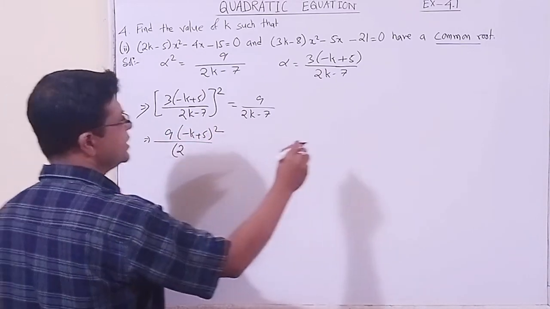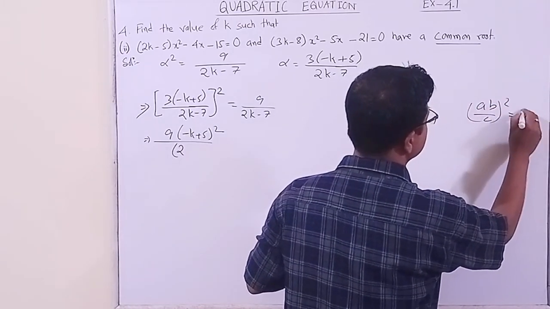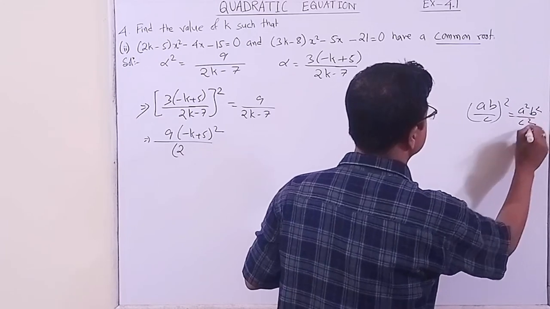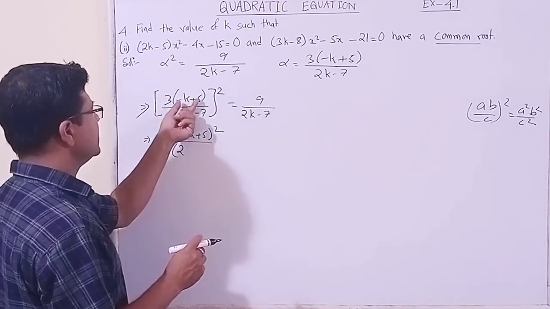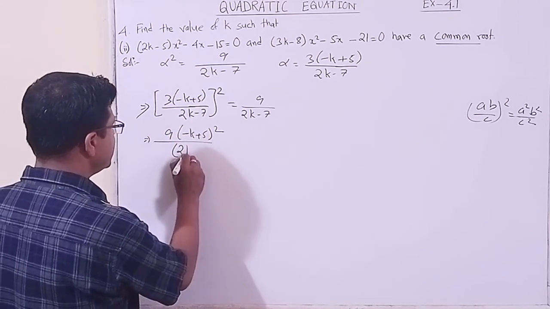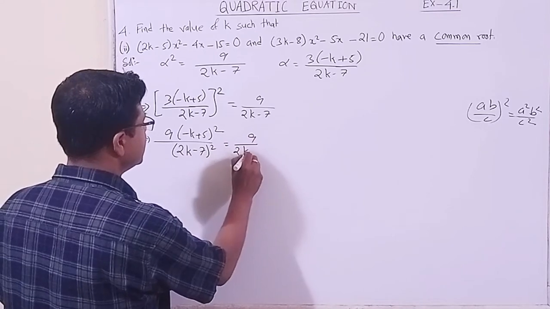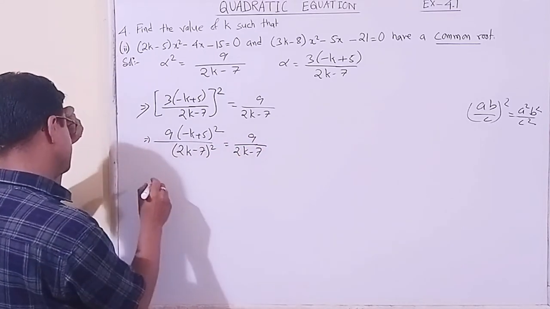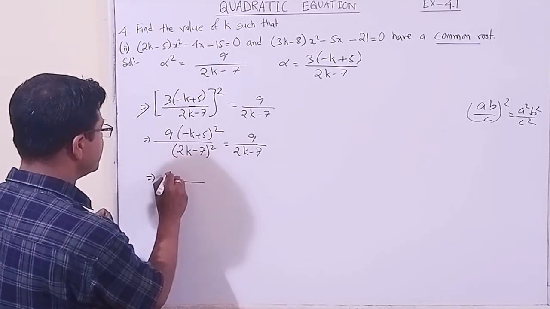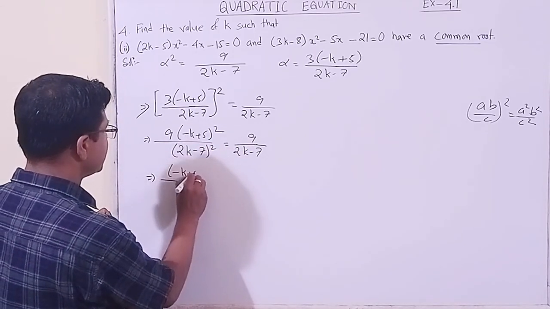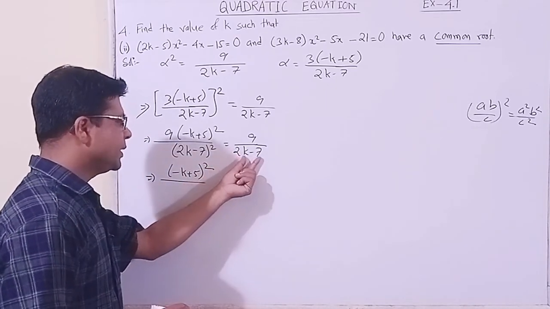This is also like this. Suppose a term is a b c and we take its square. How will we write? A square, b square, c square. So 3 square is written as 9, and its square we shall write as twice k minus 7 square, 9 twice k minus 7. Now a little bit we can simplify here also. 9 cancels. So what will be left in the numerator? Minus k plus 5 square. And here there is 2k minus 7 and its square.